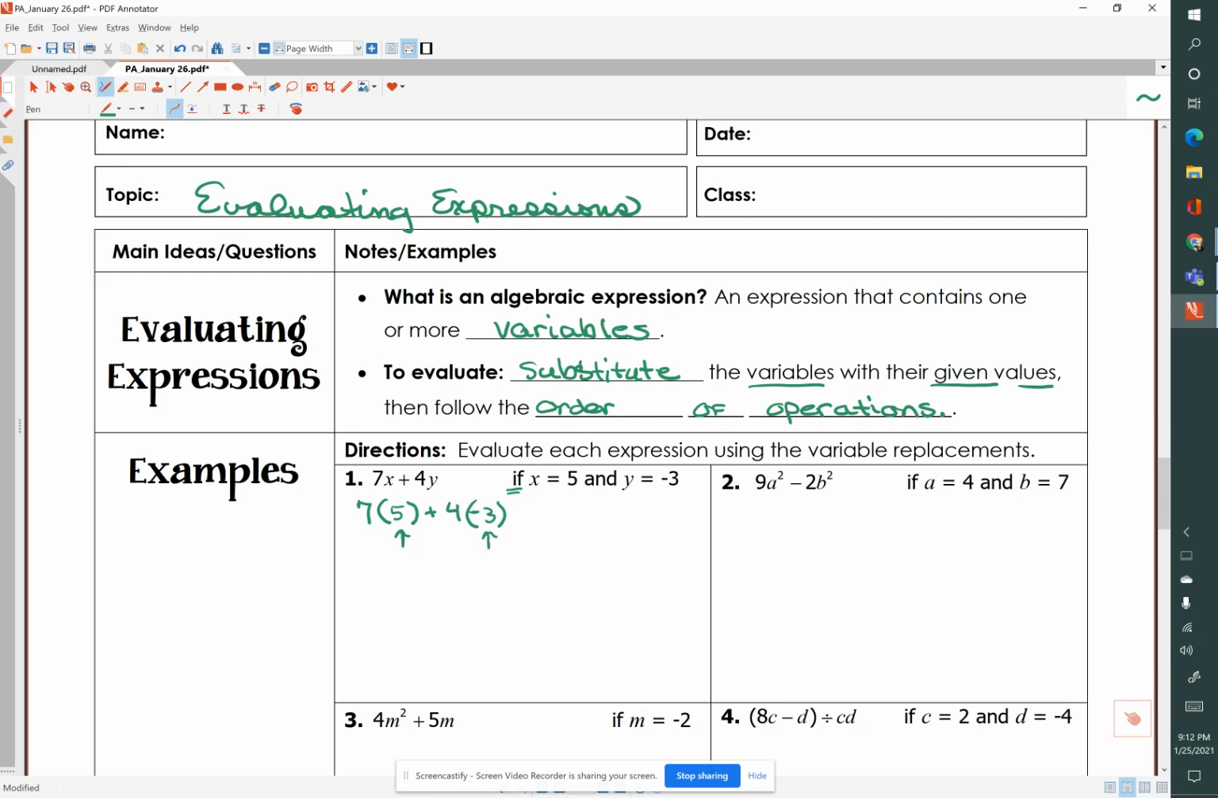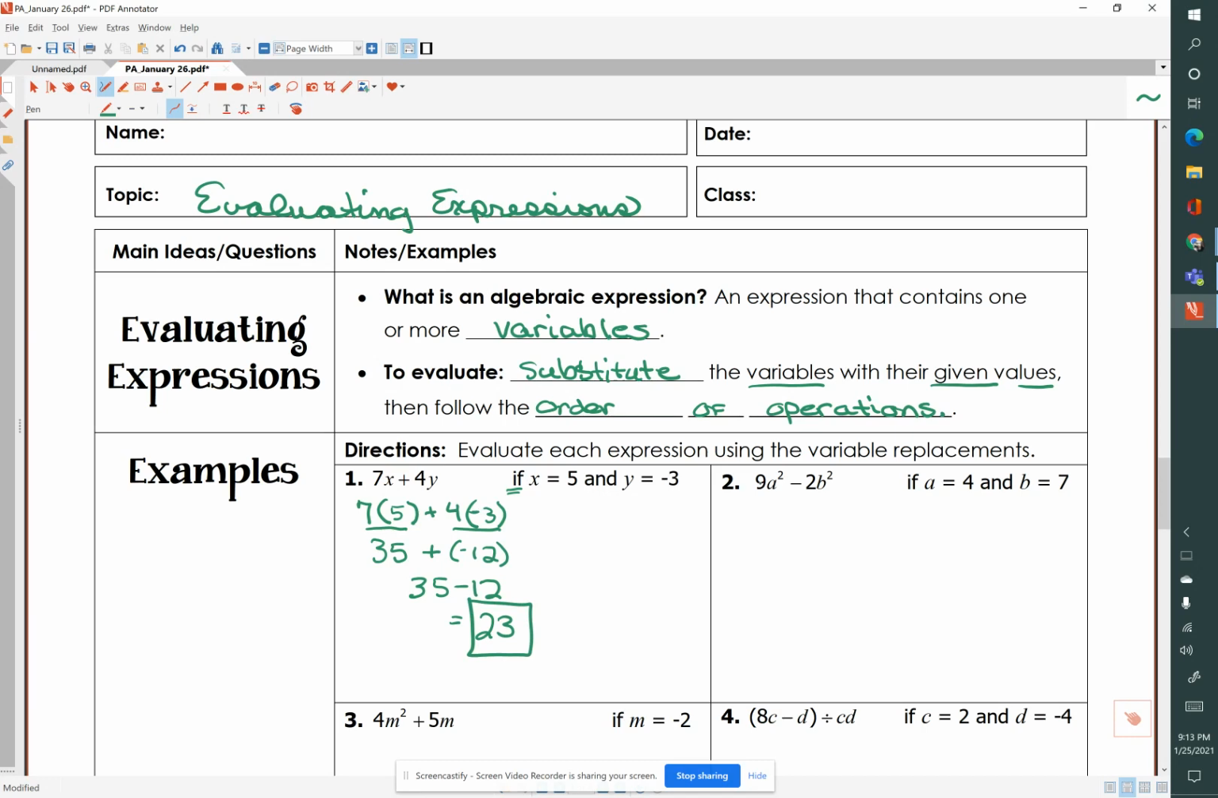Okay, so now we're going to start to evaluate using the order of operations. So multiplication and division before addition and subtraction. So 7 times 5 is 35, plus 4 times -3 is -12. And then 35 plus -12 is the same thing as 35 minus 12, which equals 23. Let's try the next one.